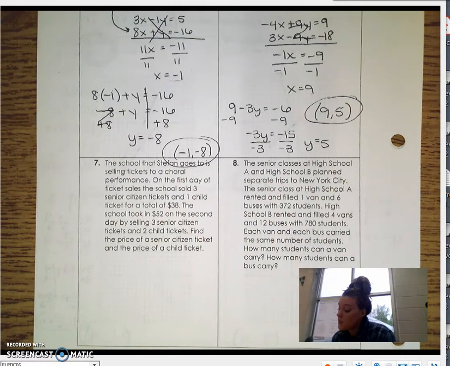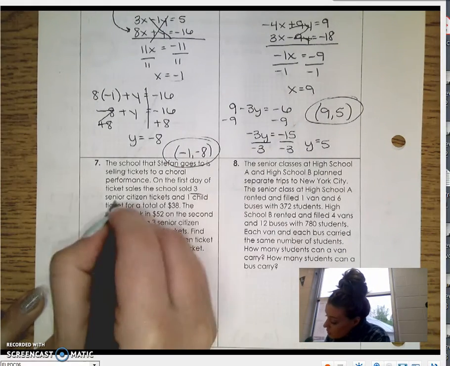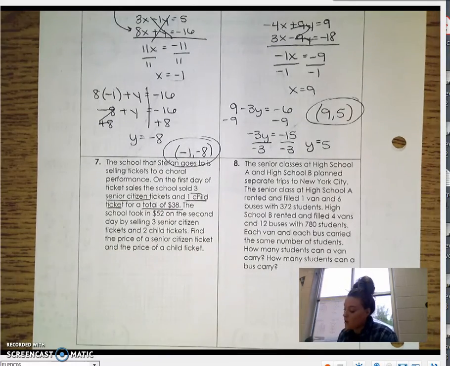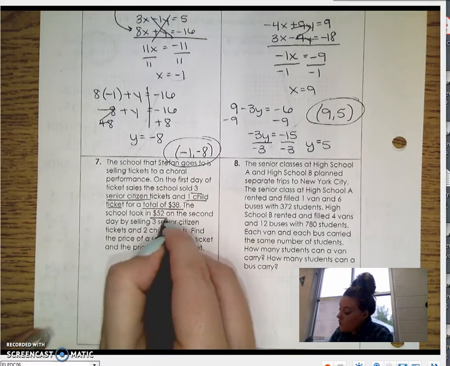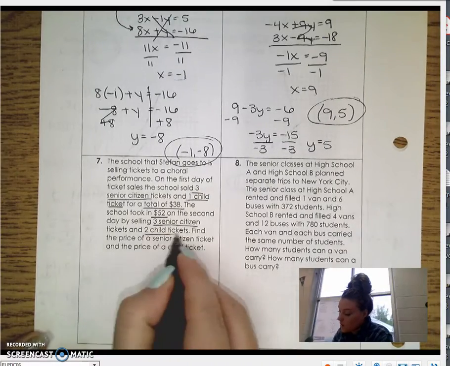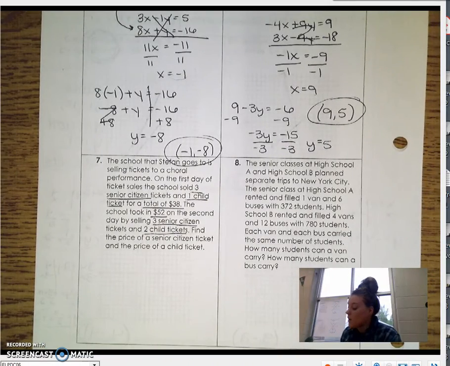So number 7 says that the school that Stefan goes to is selling tickets to a choral performance. On the first day of ticket sales, the school sold 3 senior citizen tickets and 1 child ticket for a total of $38. The school took in $52 on the second day by selling 3 senior citizen tickets and 2 child tickets. Find the price of a senior citizen ticket and the price of a child ticket.